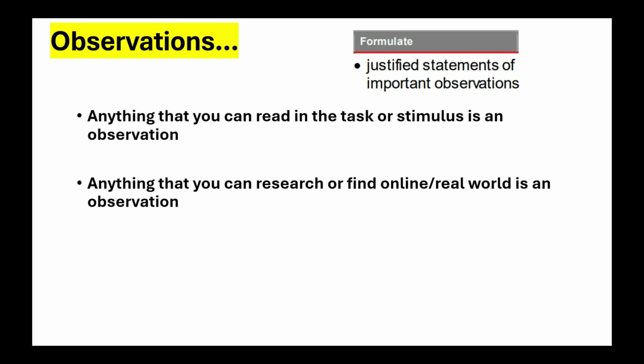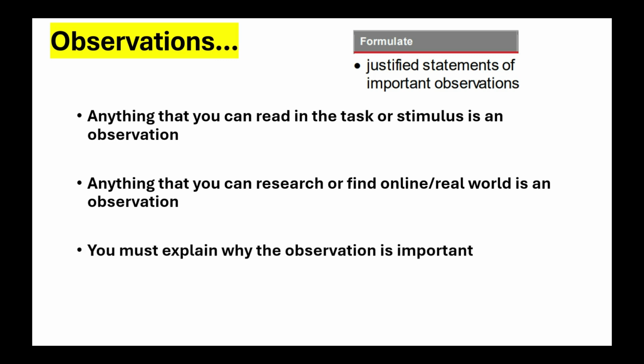So, for example, if the assignment said standard ceiling height, you go and find out a standard ceiling height is 2.4 meters. That's an observation. Right? You didn't assume that, you observed that by reading it somewhere. Now, to hit this justified section of your A criteria, you must explain why the observation is important. You must justify that observation.